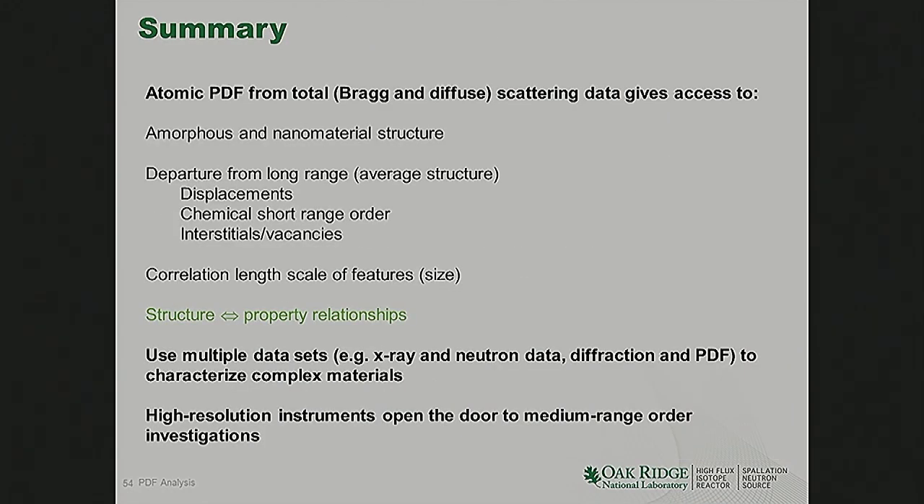Okay, so in summary, I hope I've shown you that atomic pair distribution function studies, which I'll remind you means I have a real space pattern that includes Bragg and diffuse scattering components, give you access to the structure of amorphous and nanostructured materials, and into how your long-range structure departs from your local structure. That can be specific to displacements, chemical short-range order, vacancies, and many others. But not only the presence of those, but also what their length scale in a material is, or what the size of the local structure is.